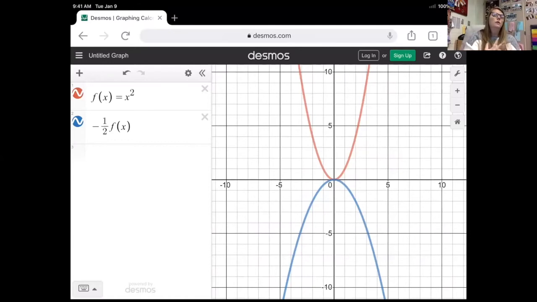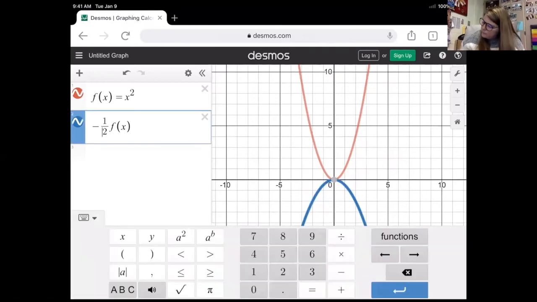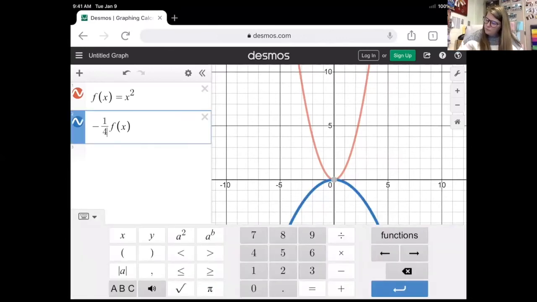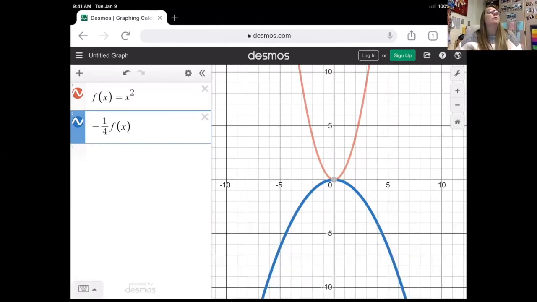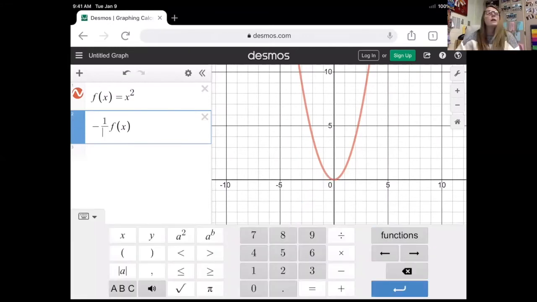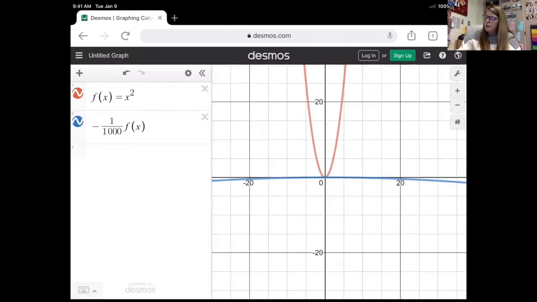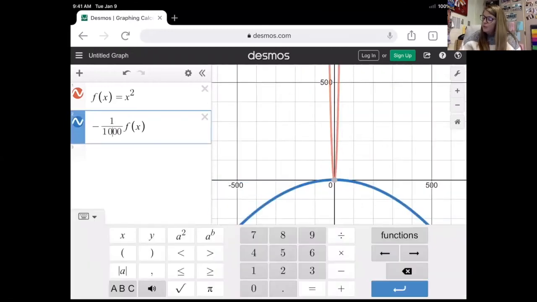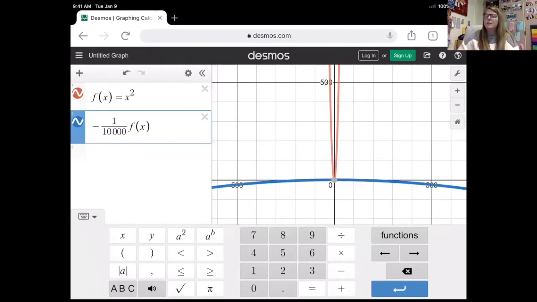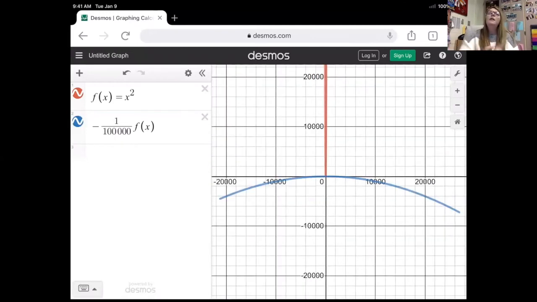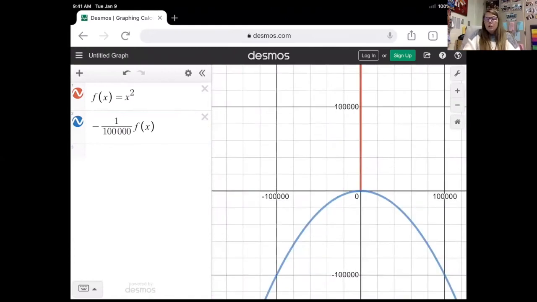Okay, let's try that. What do you think would make it even wider? 1/8? 1/1000. Okay, so let's do 1/10, 1/100th, 1/1000th. Looks almost flat, but it's not. If I zoom out, it's not. 1/10,000th, 1/100,000th. Obviously, the smaller my fraction, the wider that graph is going to get. So thinking about the opposite, what's going to make that graph get stretched or skinnier?